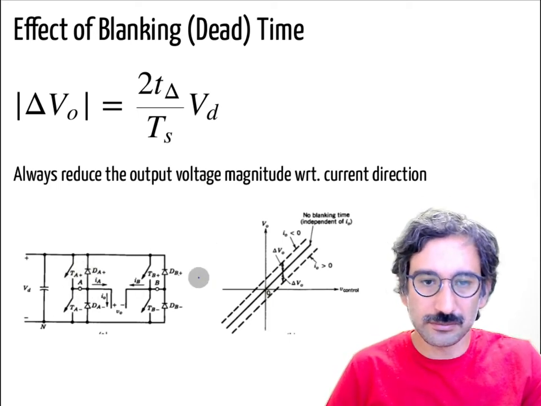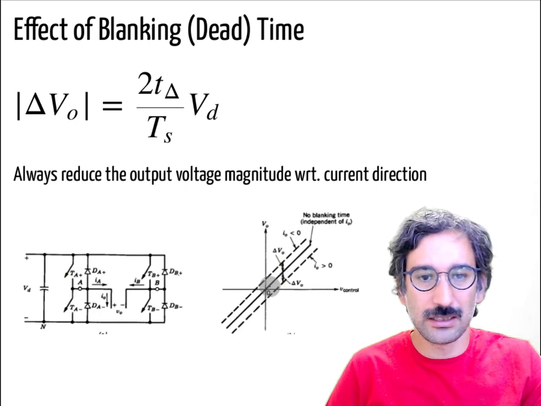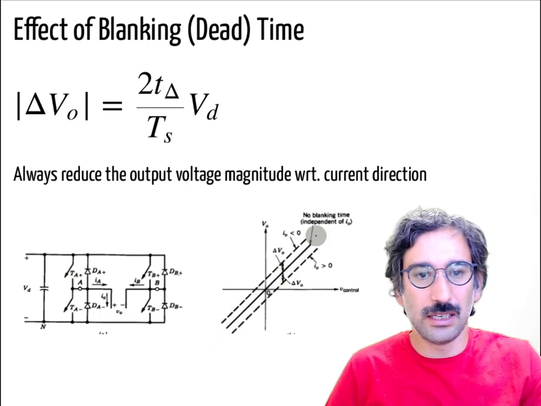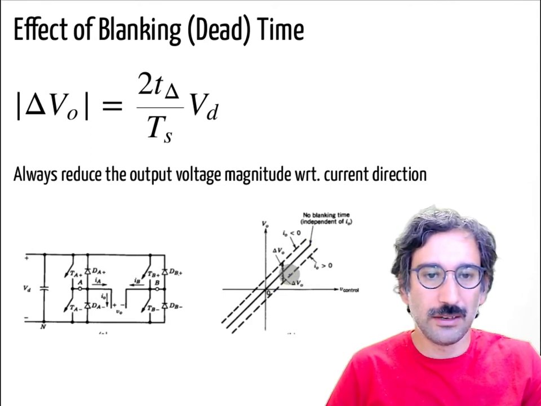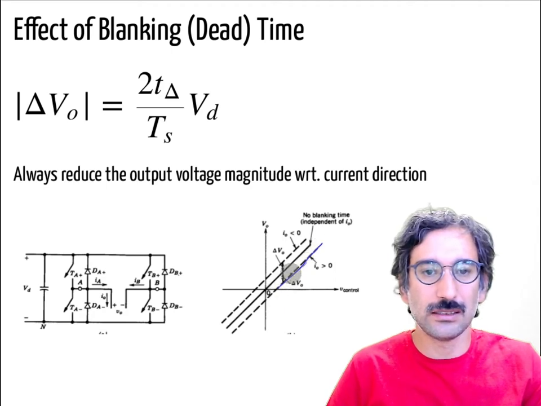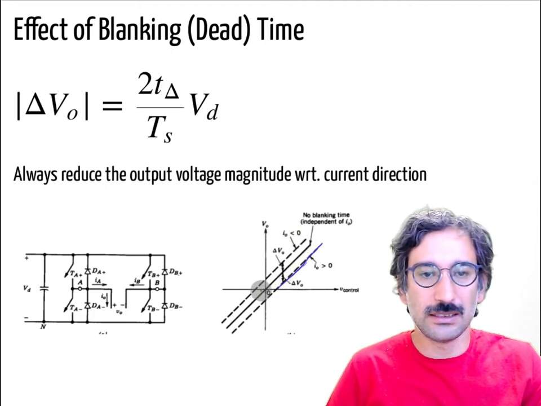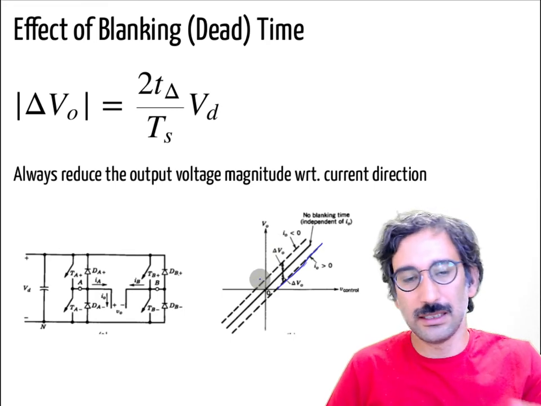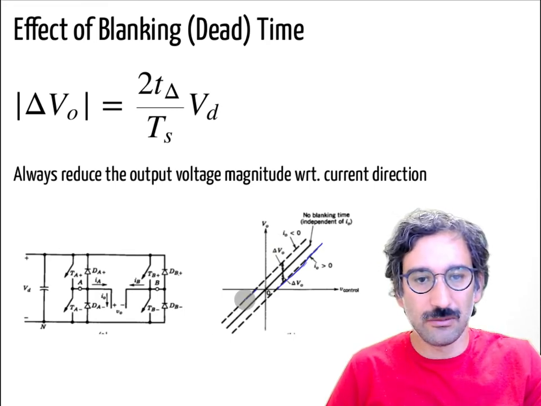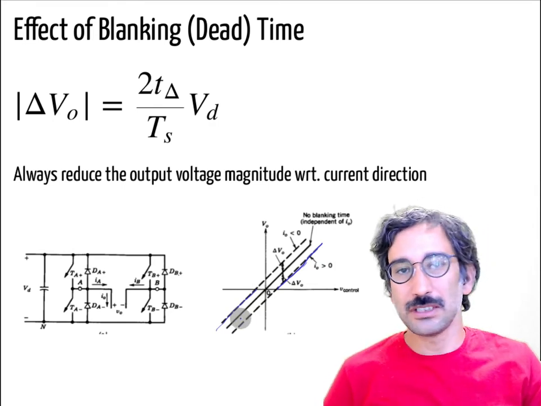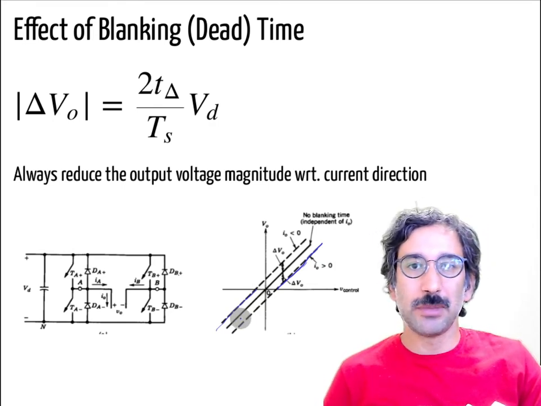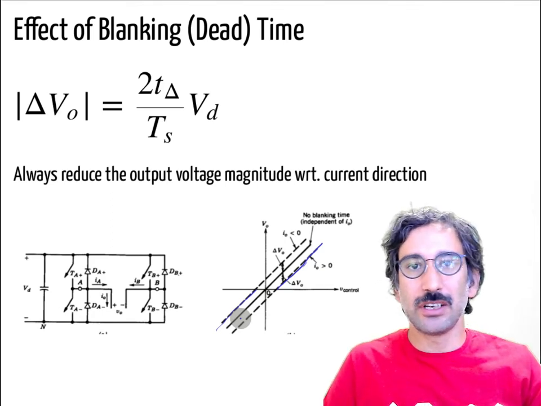Depending on the current direction, if this is our ideal curve, and current is larger than 0, we will have a voltage drop in that curve, like that. Or if our current is less than 0, we are having a voltage drop as well, like that. A mechanical analogy would be a friction force.